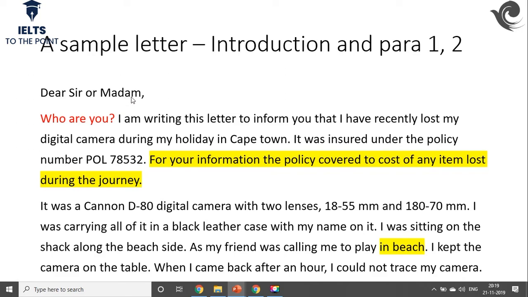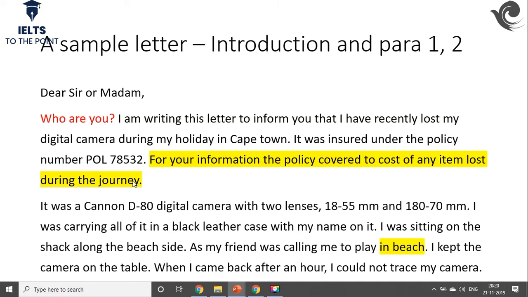So let's read it. Dear sir or madam, I am writing this letter to inform you that I have recently lost my digital camera during my holiday in Cape Town. Now remember, you are writing to an insurance company, where you don't even know the gender of the person, and if you don't introduce yourself over here, it would be a bit of an issue. It is always advisable that you start the formal letter by introducing yourself. Alright. It was insured under the policy number whatever. For your information, the policy covered to cost of any item lost during journey.